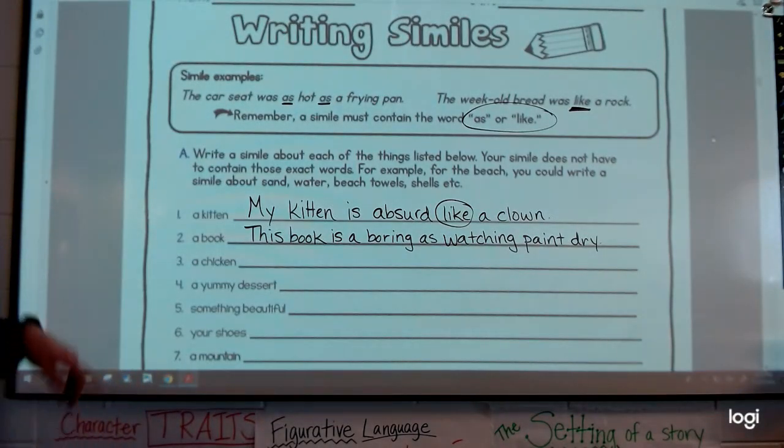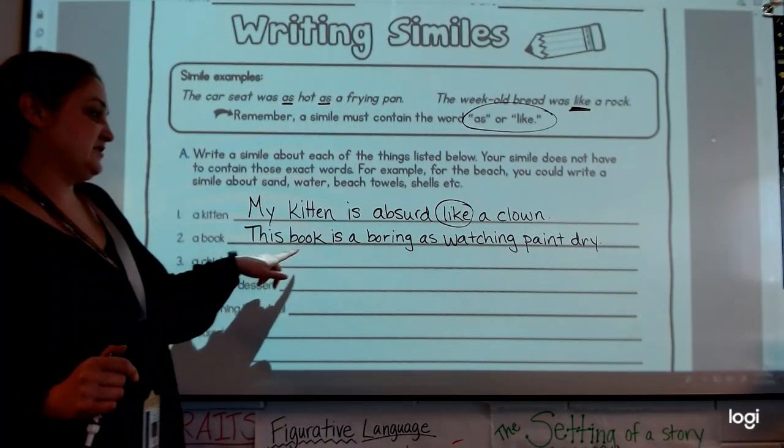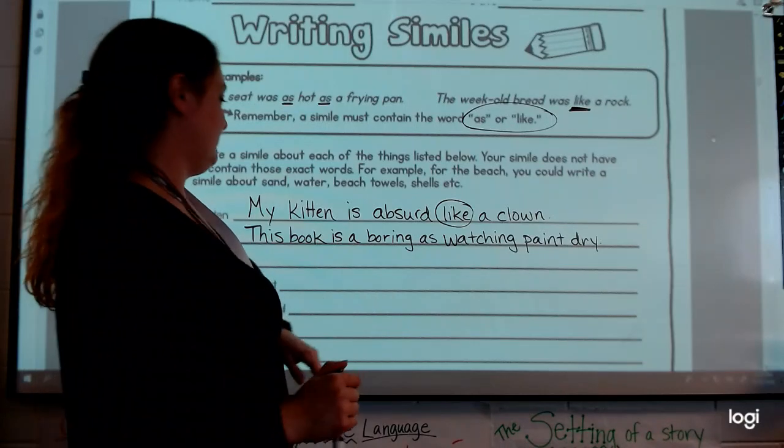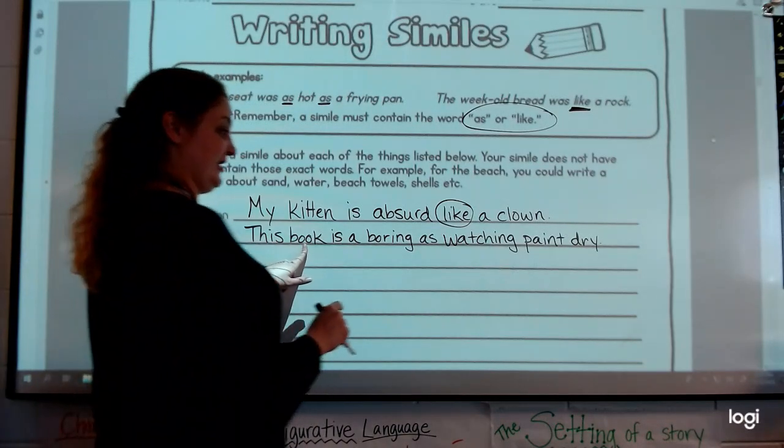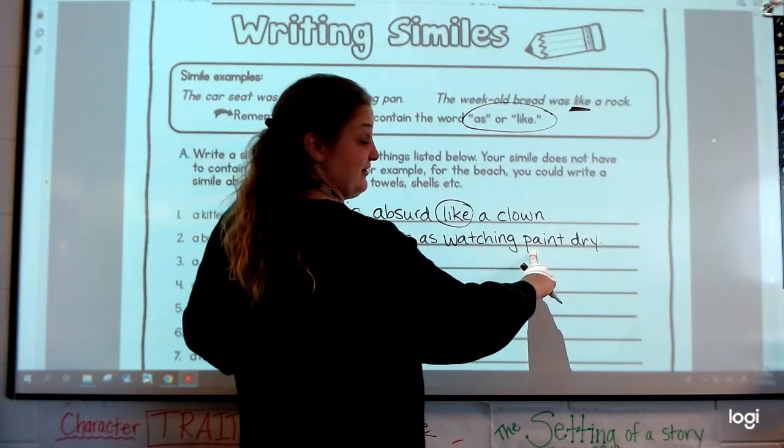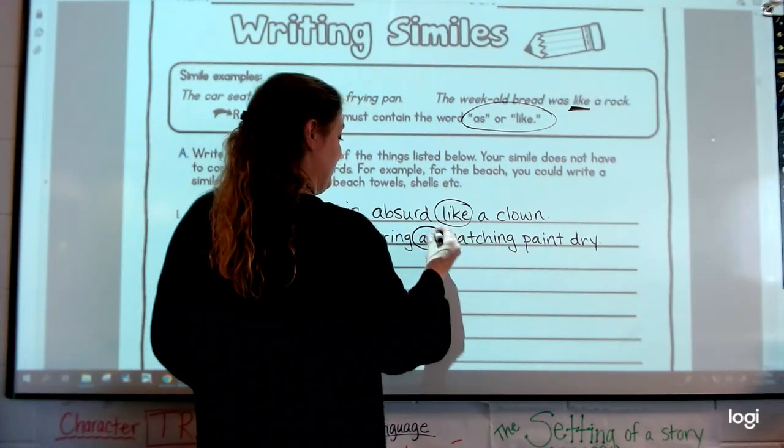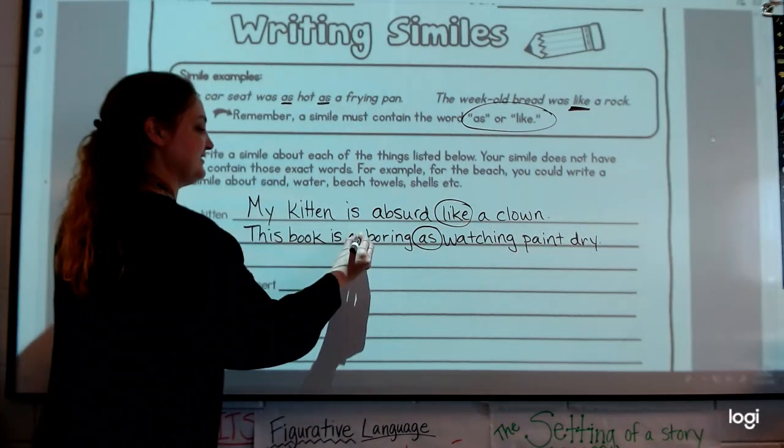All right, let's make sure it's a simile. Okay, this book is as boring as watching paint dry. All right, I am comparing my book to watching paint dry. And I did use my comparing word. Oops, that should say is as boring as.